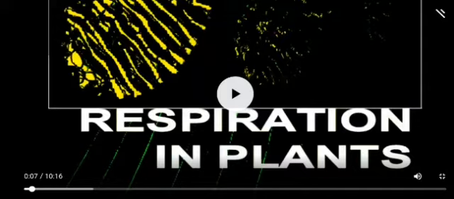In animals, for gaseous exchange, we have different types of organs. But in plants, there is no such organ. So in plants, the gaseous exchange takes place through stomata and certain lenticels.